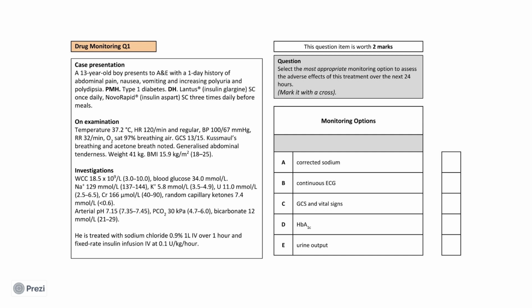So, let's take a look at our options. The correct answer for this case is GCS and vital signs. But why?